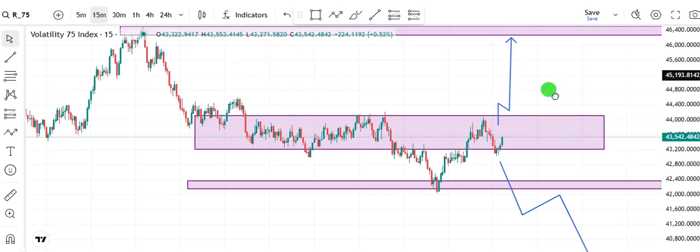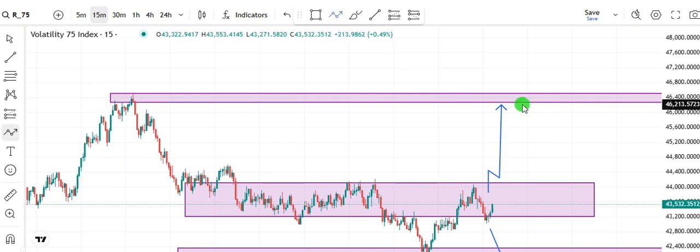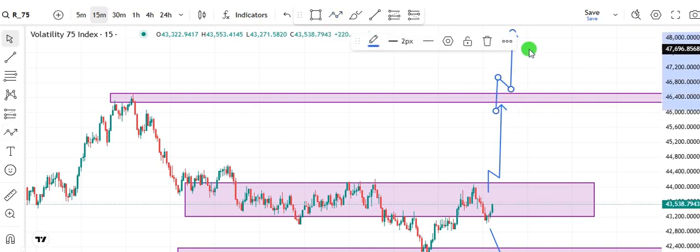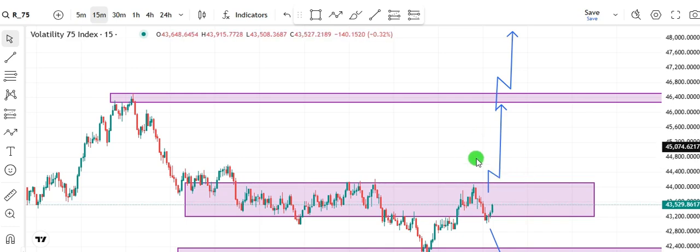So the best entry for today is going to be for us to see a breakout above this, retesting this, and going long. This is going to be the best entry for today. So this is just for the scalpers. If you want to scalp the market, this is what you want to wait for before you scalp the market.